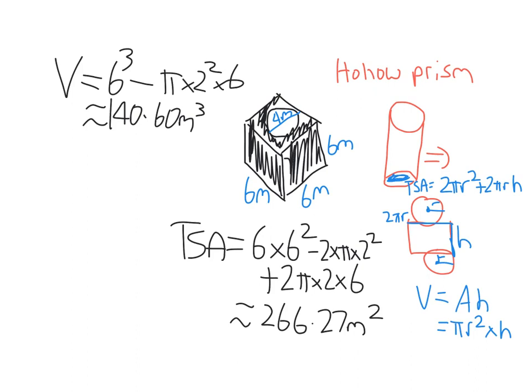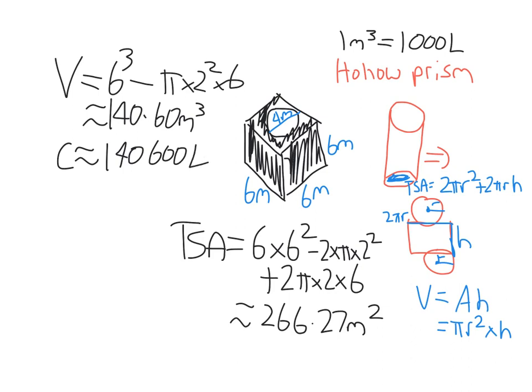So how many liters of liquid would that hold? Well, 1 meter cubed isn't a liter, it's actually 1,000 liters, or a kiloliter. So this thing would hold approximately 140,600 liters. So to get from there to there, I just times by 1,000.